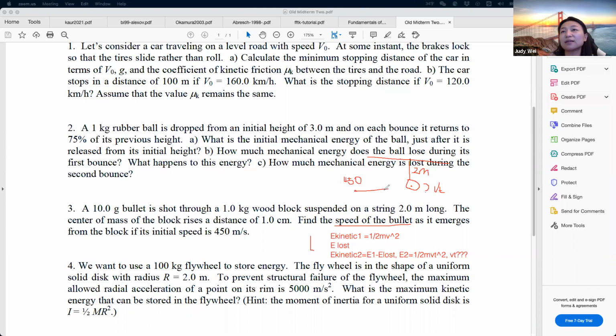We can set it here, initial here is 0 for the potential energy. And when it reaches 1 centimeter, we use E potential equal to mgh, and the delta E potential equal to mg delta h. So this delta h is the change, which is 1 centimeter. Make sense?